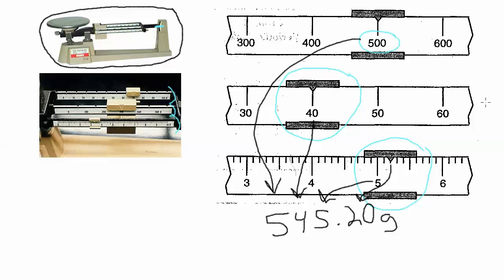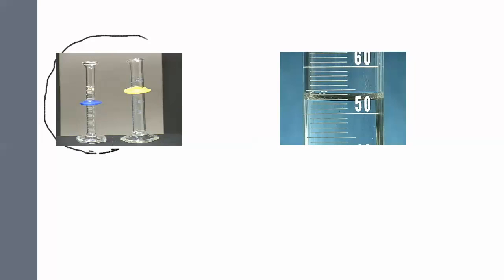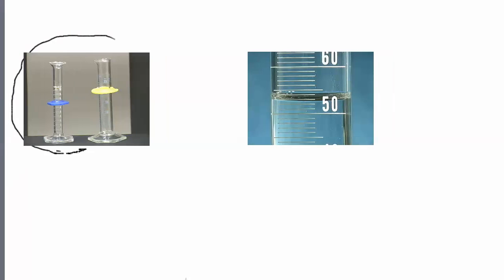Okay, the last example that I have for you is a graduated cylinder. They look like this. Those are graduated cylinders right here. And these measure volume. Graduated cylinders measure volume. The way that they do that is they have a scale on the side, and then you have to look at where the surface of the volume comes on the scale.